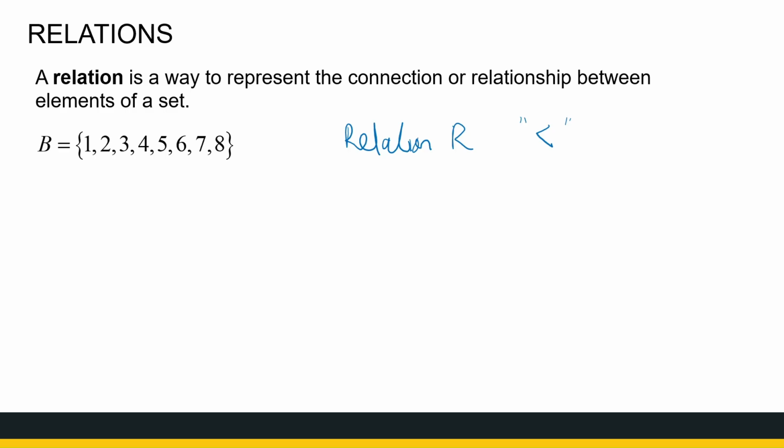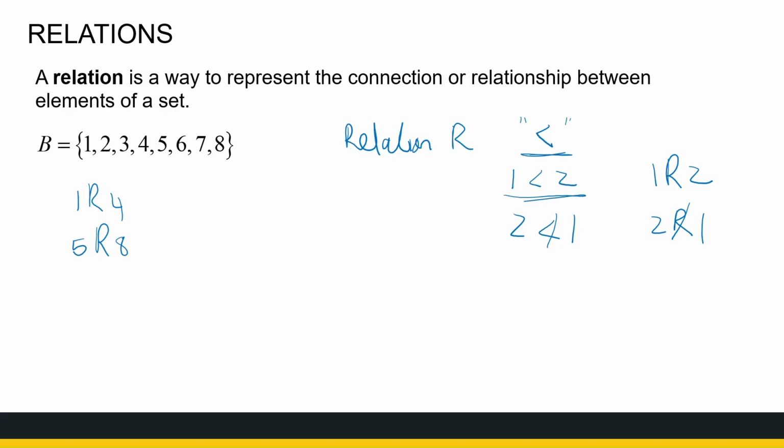We all know what less than means. So if I look at the set, then I know 1 is less than 2. So I can write 1 R 2. It's just a way of writing. That means 1 and 2 are connected with that relation. But 2 isn't less than 1. So we write it like that. But 1 is related to 4, 5 is related to 8, and many other relationships between the elements of those sets. So that's how we can write it, and the reason is because the relation is defined as less than, and we're looking at this set B.